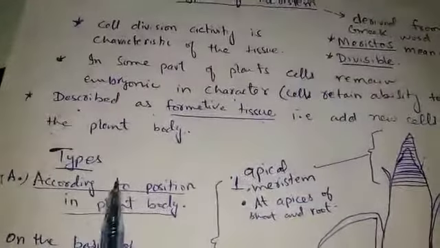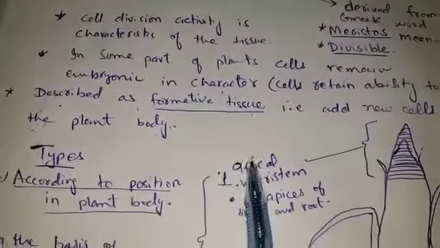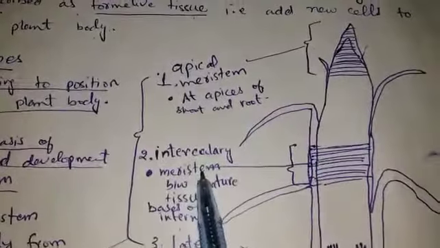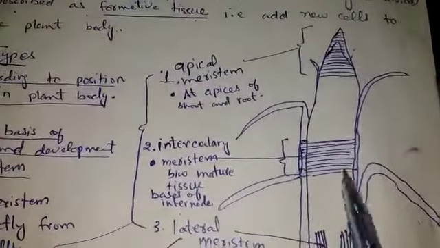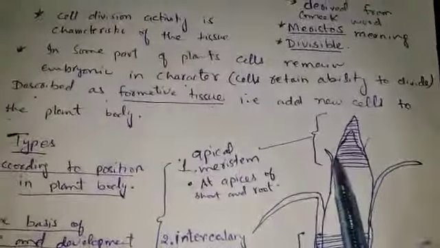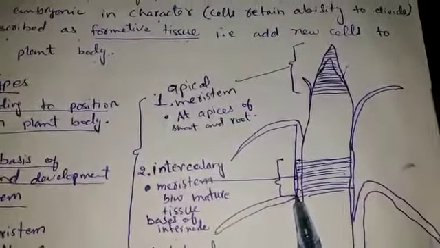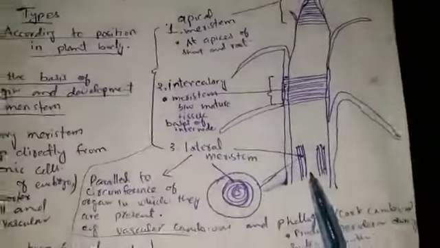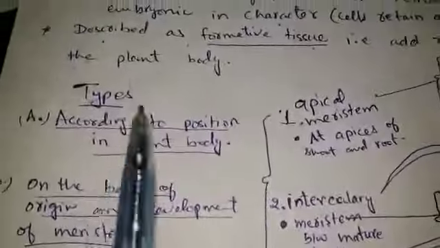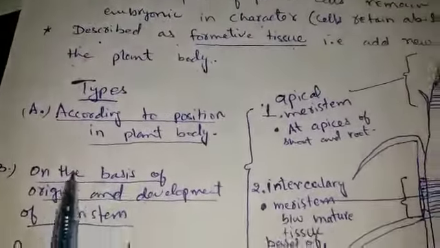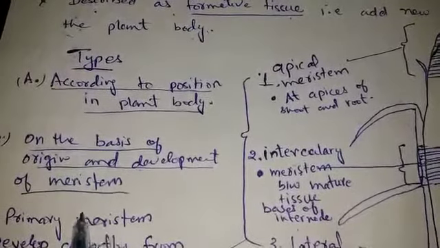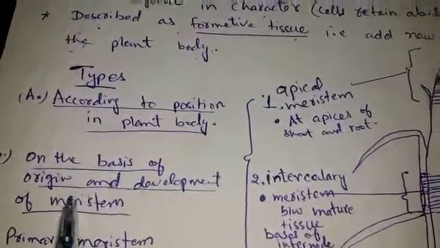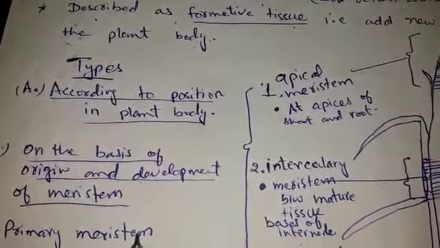So these are the types of meristem according to the position in the plant body: the apical meristem, intercalary meristem, and the lateral meristem, and their locations are shown here at the tip, at the intercalary part, and at the lateral part. Now we can also give the types of meristem on the basis of the origin and development of meristem: primary meristem and secondary meristem.